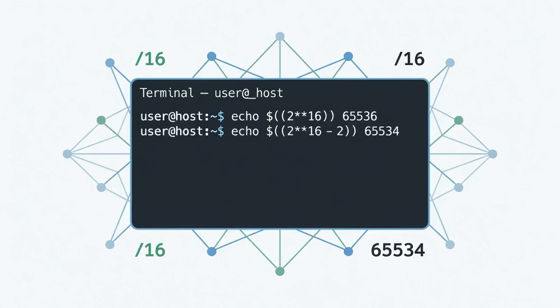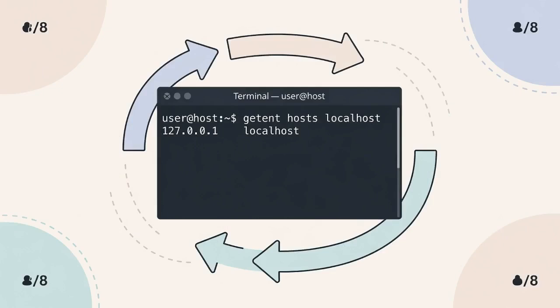The /8 prefix on the loopback interface is what makes 127.0.0.1 always resolve to the local machine. A quick getent hosts localhost confirms it. The resolver returns 127.0.0.1 from the host's database, regardless of which interface addresses exist on the box.